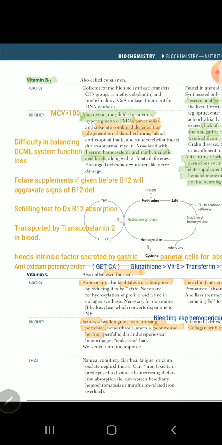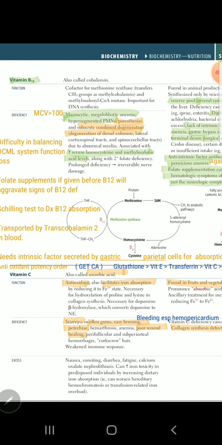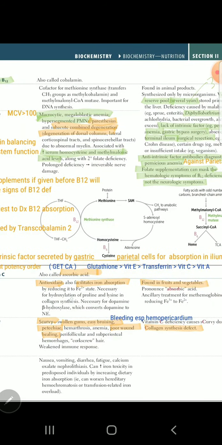And vitamin C: C for citrus fruits and vegetables, and S for scurvy. Vitamin C deficiency leads to scurvy, because vitamin C is important in hydroxylation of proline and lysine in collagen synthesis. So if collagen synthesis in skin is not good, it is a collagen synthesis defect. It is not a decrease, it is a defect, because one reaction is not occurring, and it leads to swollen gums, easy bruisability, petechiae. These are asked.